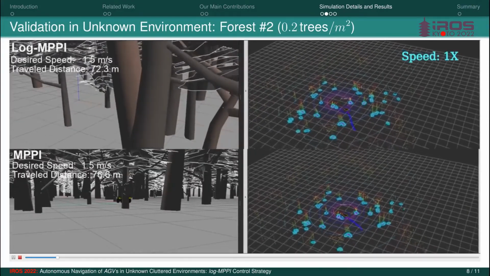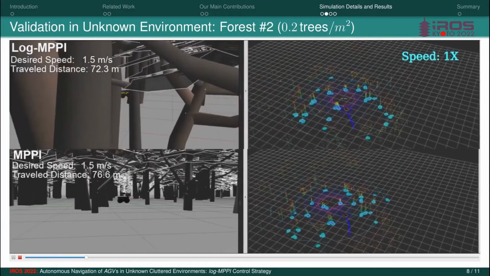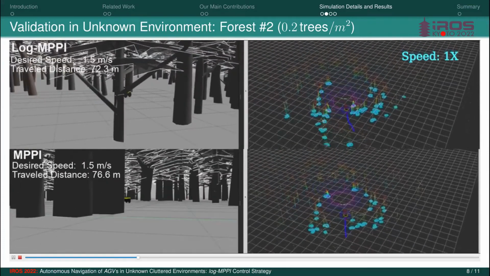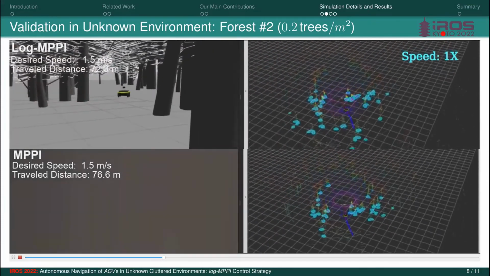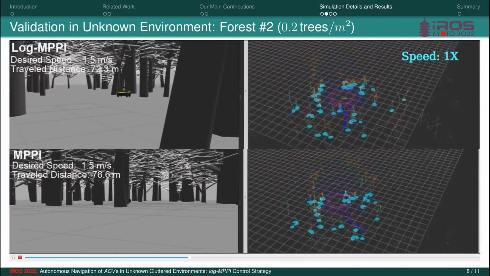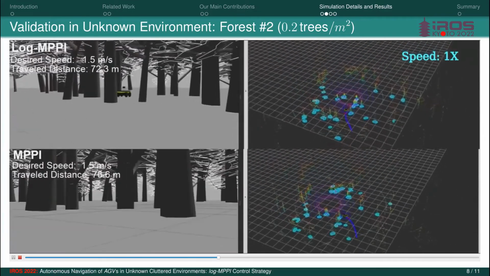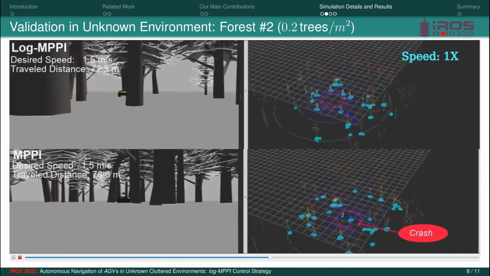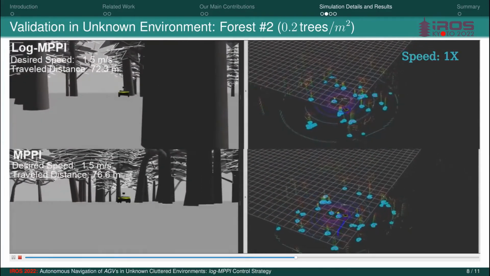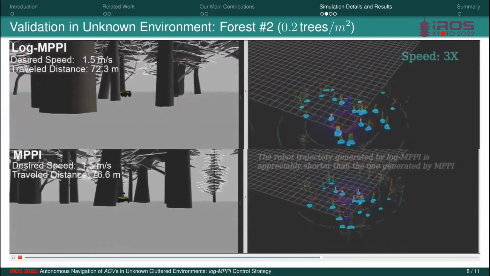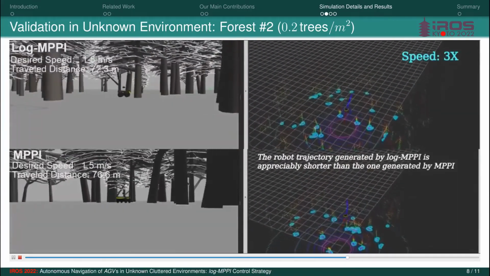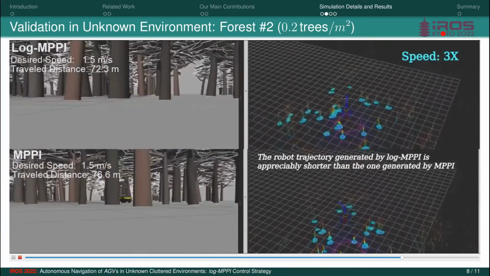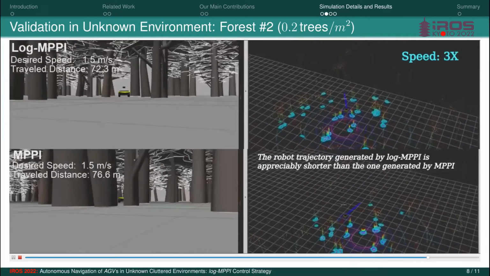This video shows the performance of both control strategies in an unknown forest-like environment with a density of 0.2 trees per square meter, based on the 2D local cost map built by the robot's on-board sensor. Here the maximum desired velocity of the robot is set to 1.5 meters per second. We can notice that log-MPPI outperforms MPPI, there is no collision, and the average trajectory length is about 4.3 meters shorter than that for MPPI.